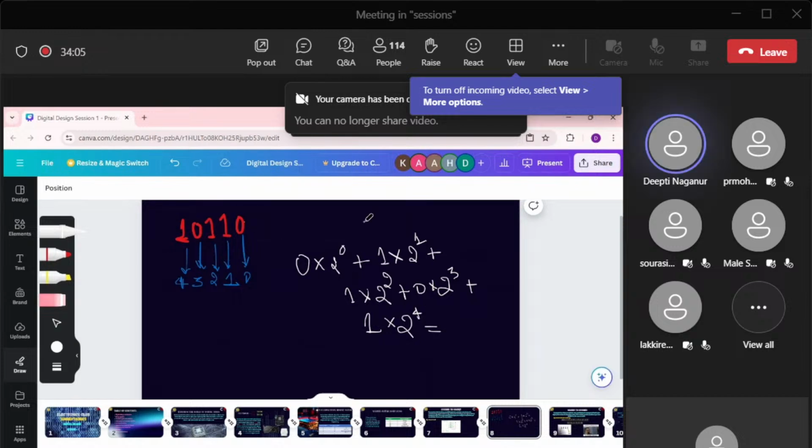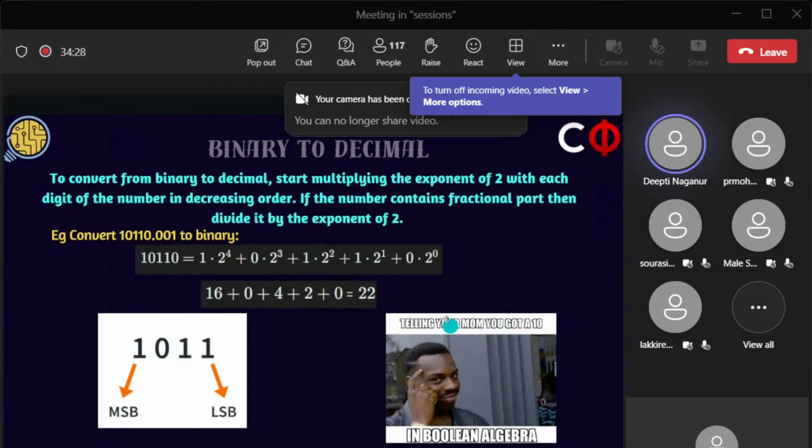The 0 term will get cancelled. I'll have 2 power 1 into 1, that is 2, plus 4, which is 6. 6 plus 16, that is 22. So this number 10110 represents the number 22 in decimal. Okay. Yeah. So this is how we convert binary to decimal numbers.